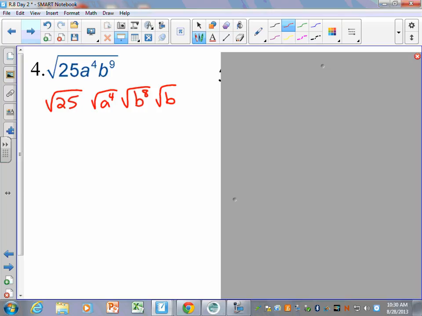And like I said, this one worked out pretty nice. I'm going to go through and take the square root of everything that worked out nice. So I get 5. And what would the square root of a to the 4th be? Yeah, how many a squared are in a to the 4th? There's 2 of them. And the square root of b to the 8th would be b to the 4th. But I cannot take the square root of b, so I leave it as the square root of b. Do you have memories of this from Algebra 2 class?